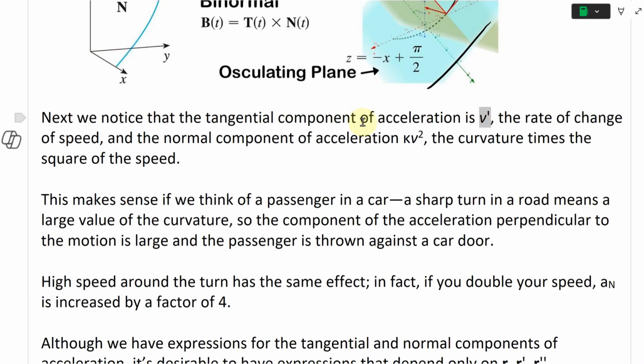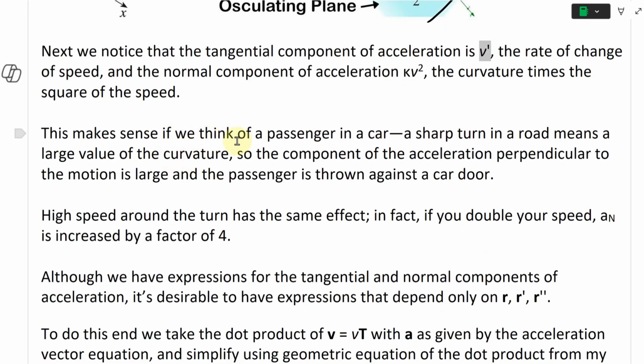Notice that the tangential component of acceleration is v prime, or in other words, the rate of change of speed. And the normal component of acceleration, kv squared, is the curvature times the square of the speed. This makes sense if we think of a passenger in a car. A sharp turn in a road means a large value of the curvature, so the component of acceleration perpendicular to the motion is large, and the passenger is thrown against the door.